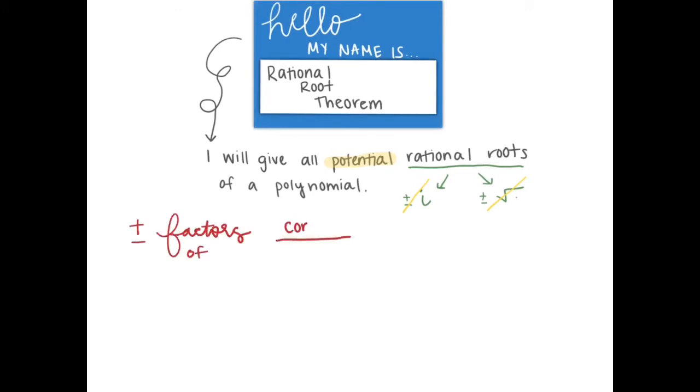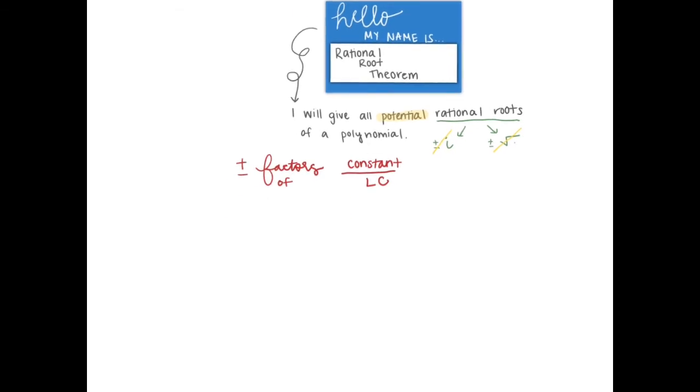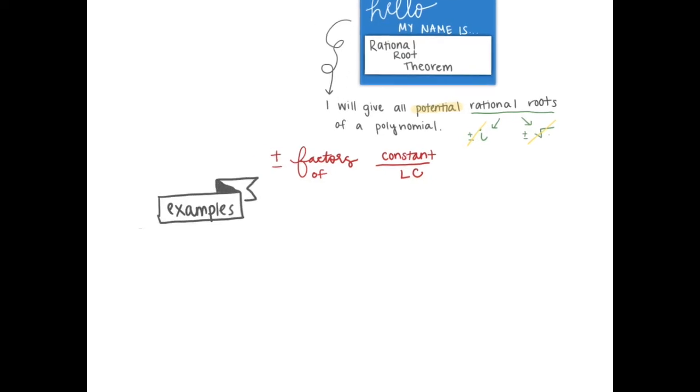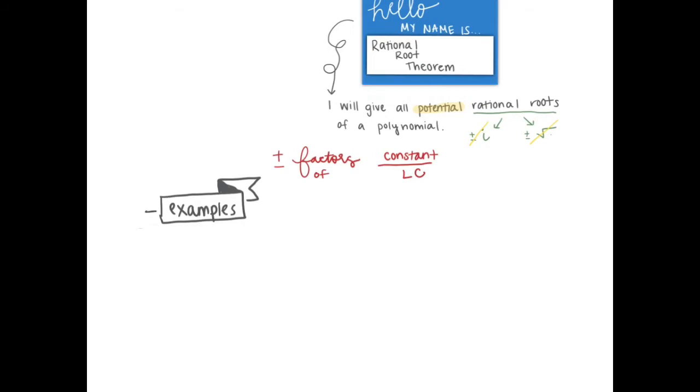To find the potential roots of a polynomial, we're going to divide the factors of the constant by the factors of the leading coefficient. I am going to take it a little bit further and we're going to find all of the roots. And if that doesn't make all that much sense today, that's okay. We're going to regroup and look at this in our next class.